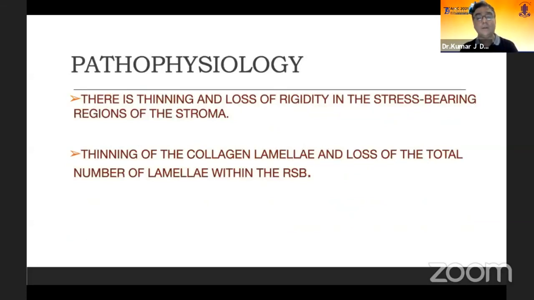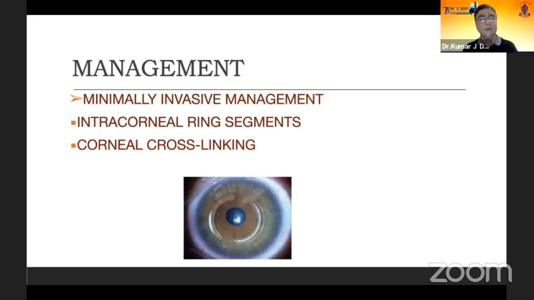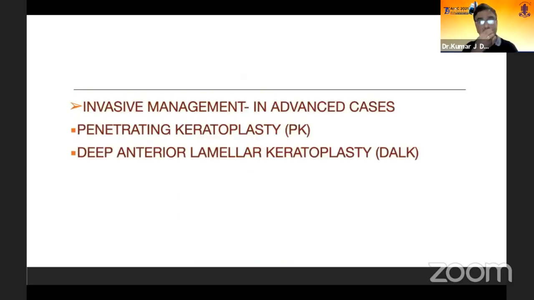There is thinning and loss of rigidity in the stress-bearing regions of the stroma, thinning of the collagen lamellae, and loss of total number of lamellae. Coming to basic management, if there is ectasia, one can go ahead and do Intacs if the cone is decentered, and go ahead and do cross-linking. But cross-linking is a necessity. I don't think we should wait. If patients with LASIK treatment have developed ectasia, they have to be treated. Normally in keratoconus, we wait because we know statistically that 22% of keratoconus do not progress. But these patients should not wait, and we should go ahead and do the treatment.